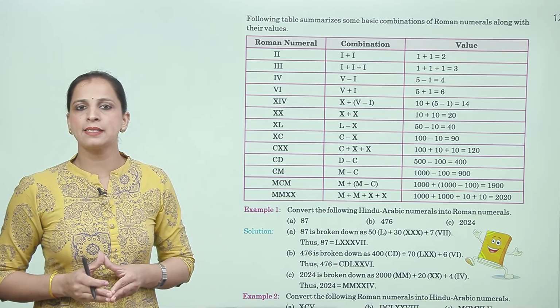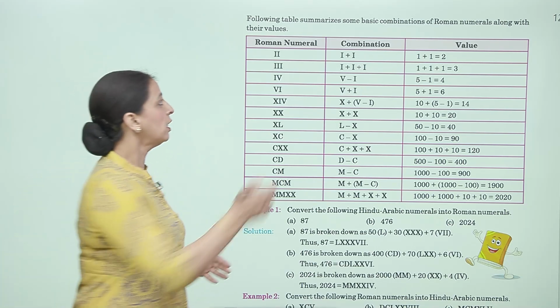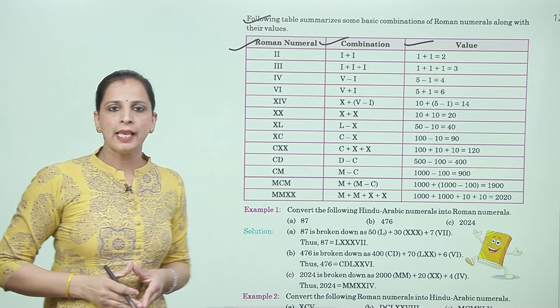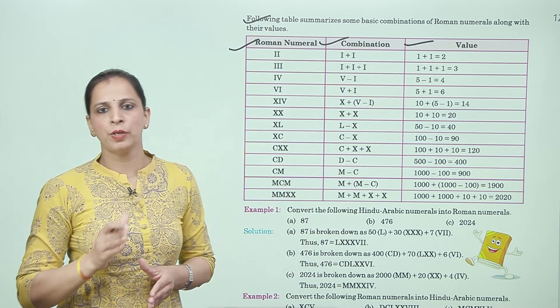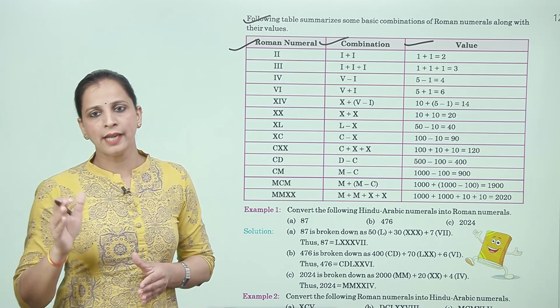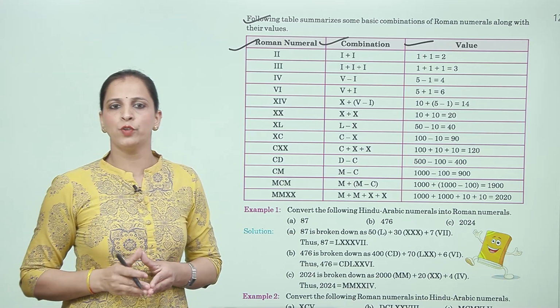The following table summarizes some basic combinations of Roman numerals along with their values. Roman numerals, combinations and value. II, that is I plus I is 1 plus 1, 2. Triple I is I plus I plus I, triple 1 added, that is 3. IV is V minus I, 5 minus 1 is 4.